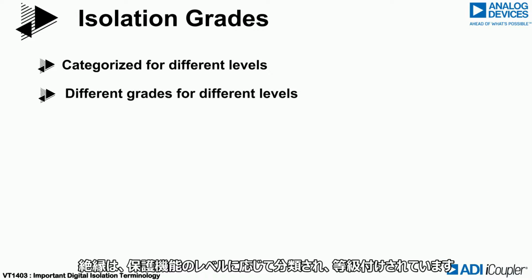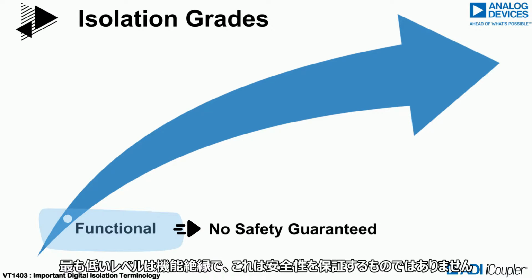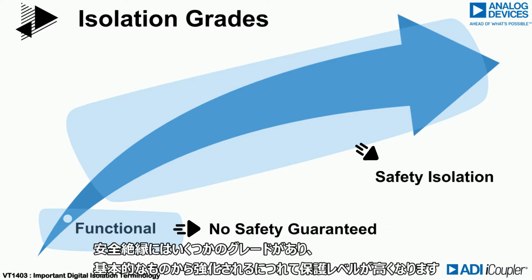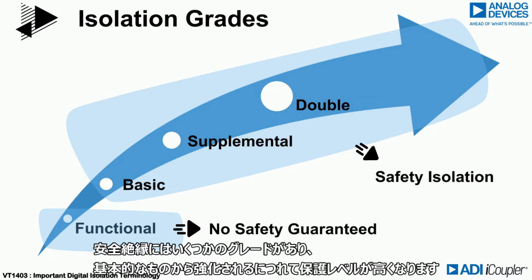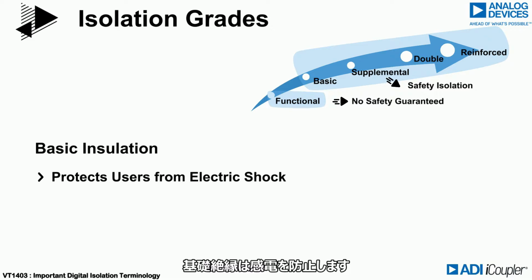Insulation is categorized and graded based on the level of protection offered. The lowest level is functional isolation, which doesn't offer any guarantee of safety. Safety insulation has several grades, offering increasing levels of protection from basic up to reinforced. Basic insulation protects users from electrical shock.